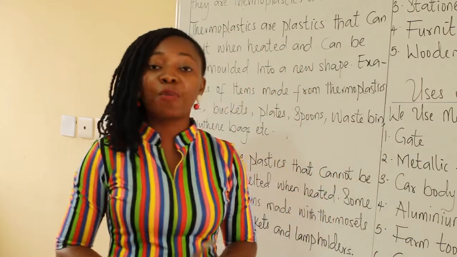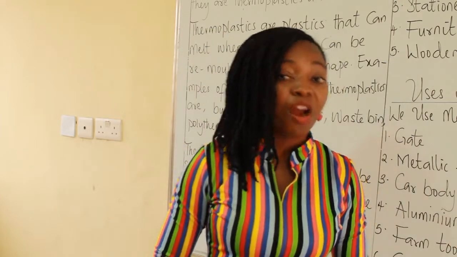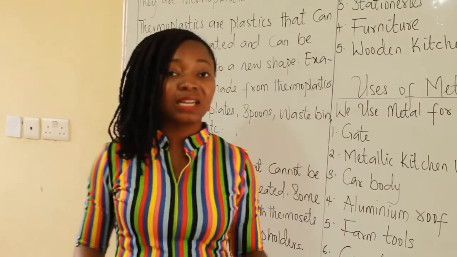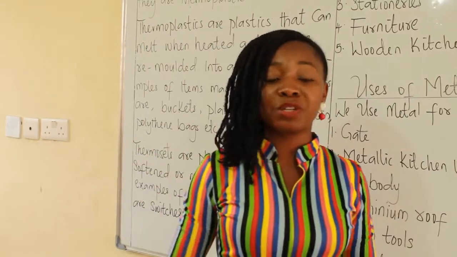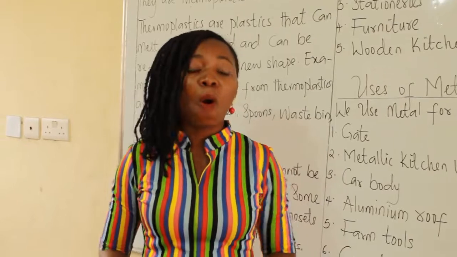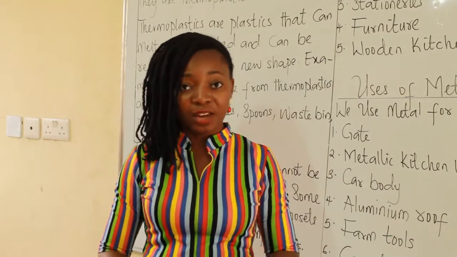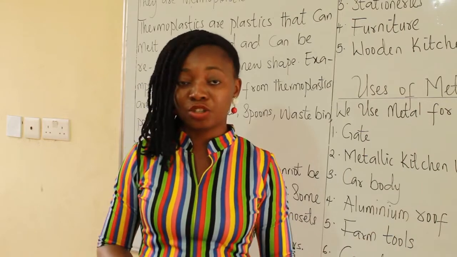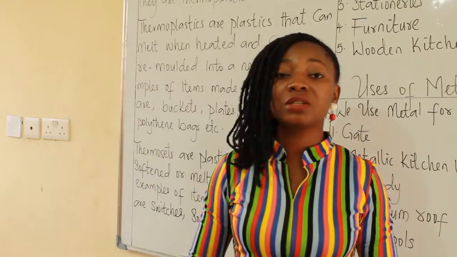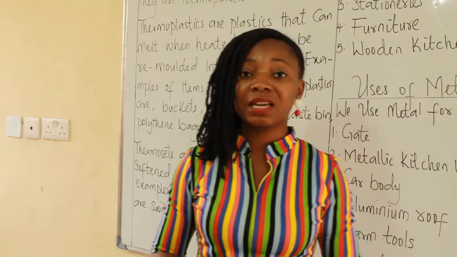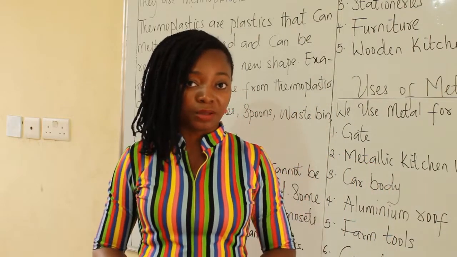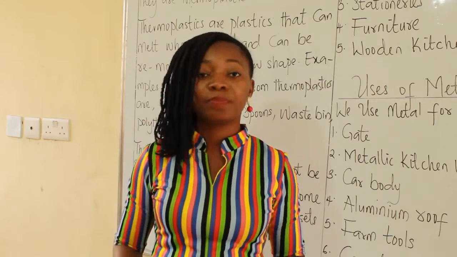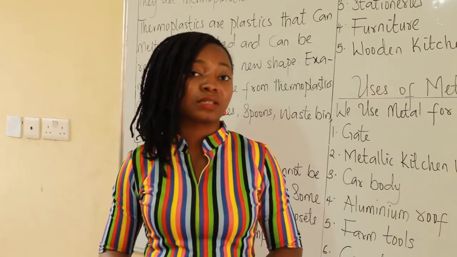Okay, let's now do a recap of everything we've learned. Remember our topic, technology materials. We said technology materials are those materials we use to produce or manufacture things that we use. We listed different examples: wood, metal, plastic, rubber, and ceramics. But for the purpose of this lesson, we consider wood, metal, and plastics.